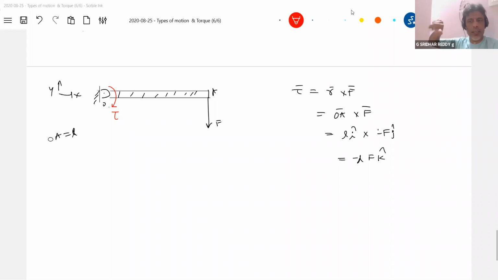You have to curl it from OA bar towards F bar. Then the thumb will give the direction of torque. Take the help of the cross product; vector cross product will be easy for you. Or I'm showing the k cap here. Along minus k cap the thumb will point, and you have to curl from OA bar towards F bar. The axis will pass through point O because this is a fixed axis of rotation. It will rotate about this particular point. Able to manage?